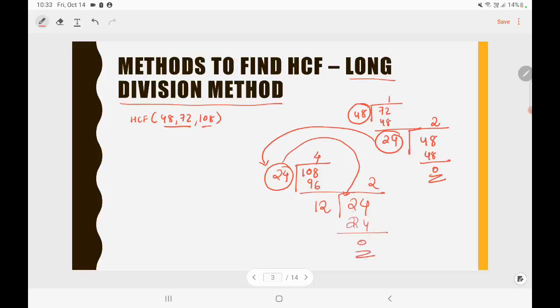So once you get 0 as remainder, you can stop here. So the final divisor will be the HCF. So here HCF of 48, 72 and 108 will be 12. So this is the first method, that is the long division method to find out the HCF.